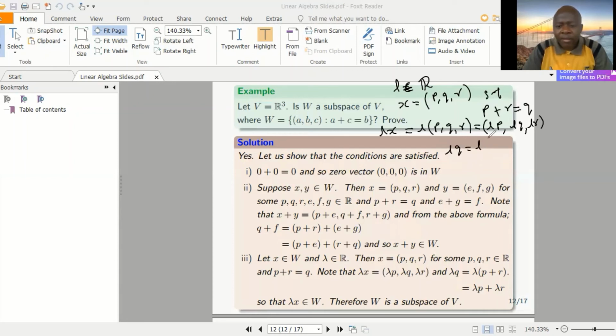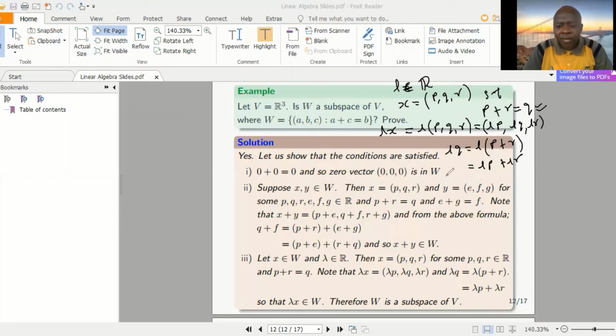What is Q? From this formula here, Q is P plus R, which is lambda P plus lambda R. So lambda Q is lambda P plus lambda R. In other words, the second element is the sum of the first element and the third element.